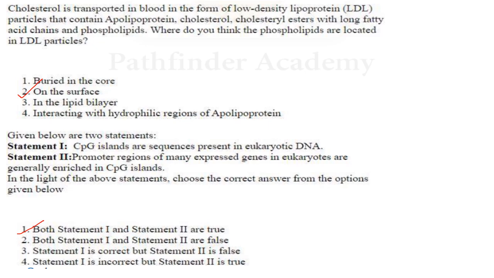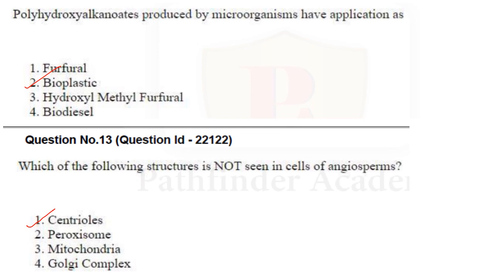Then next one. CpG islands are sequences present in eukaryotic DNA. This is statement 1. Then statement 2. Promoter regions of the many expressed regions in eukaryotes are generally enriched in CpG islands. Choose the correct answer from the option. Actually, both these statements are correct. So the answer here is both statement 1 and 2 are true. Then next one.